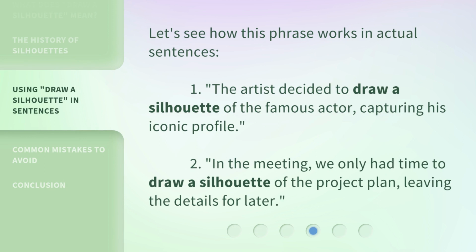Let's see how this phrase works in actual sentences. 1. The artist decided to draw a silhouette of the famous actor, capturing his iconic profile. 2. In the meeting, we only had time to draw a silhouette of the project plan, leaving the details for later.